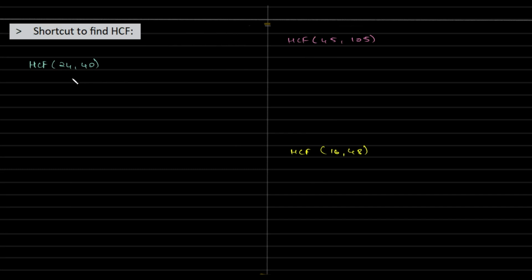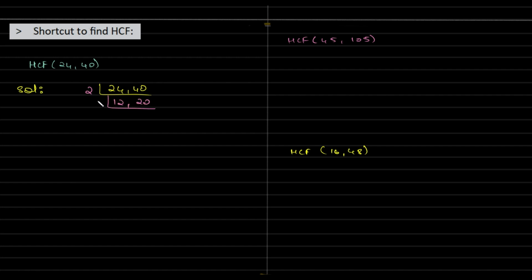Example: 24 and 40. For the second example, we have 24 and 40. Let's find the HCF using our shortcut method, the long division method. Amongst all the HCF methods, this is the simplest one for me, so I use this. Let's start with 24 and 40. What do we have as a common factor? 2. We'll start with 2.